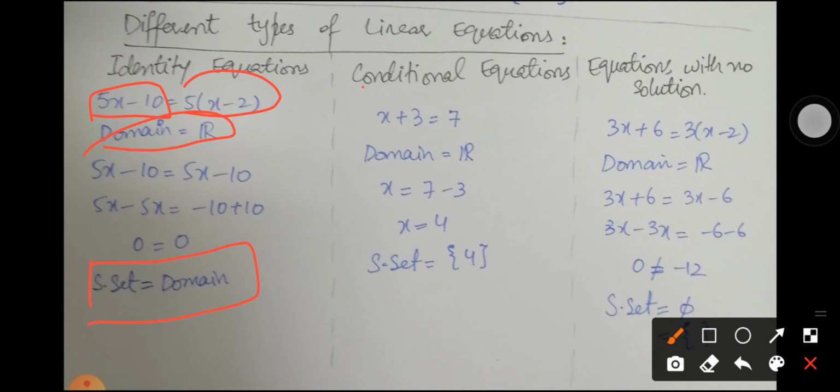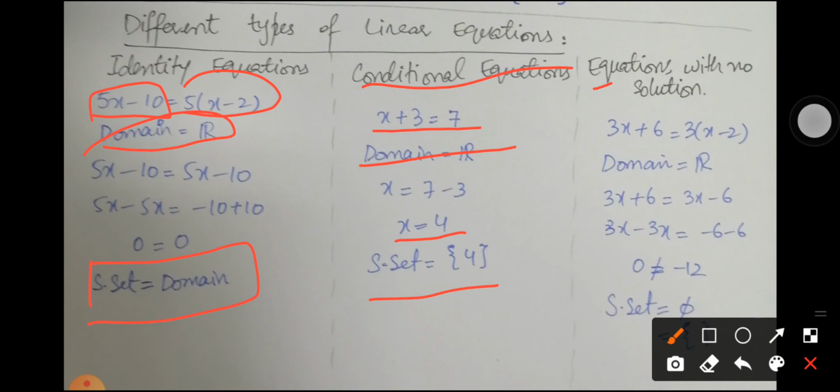The next one is named the conditional equation. These are the simple equations that we have dealt with up till now, like x plus 3 is equal to 7. It is a linear equation, and clearly its domain is the set of all real numbers. When I solve this equation, I get x is equal to 4. So its solution set is the singleton set {4}. Such equations that are satisfied for some particular values from the domain are named conditional equations. Then we have the third type, the equations with no solution.